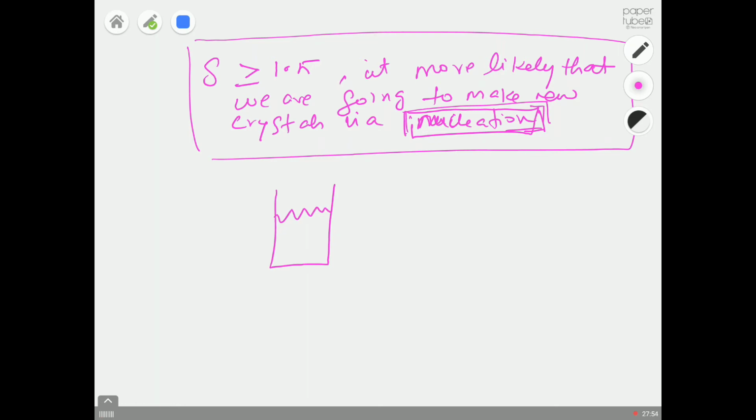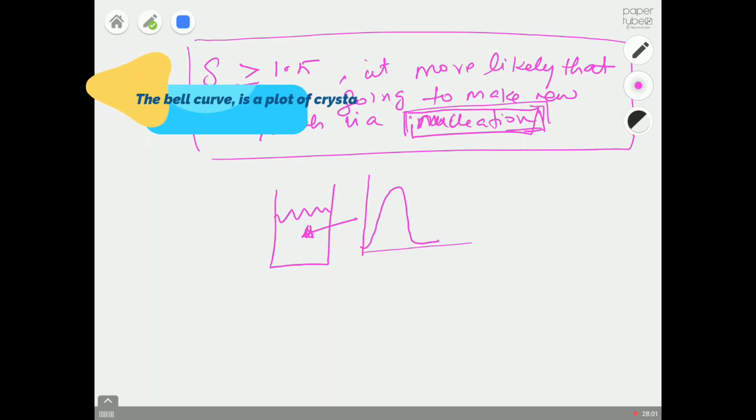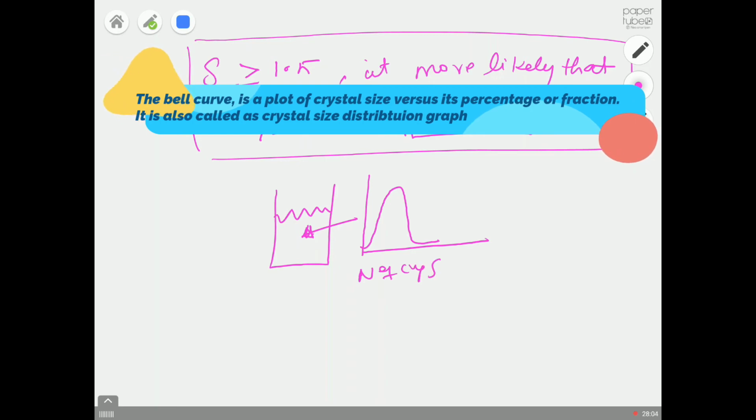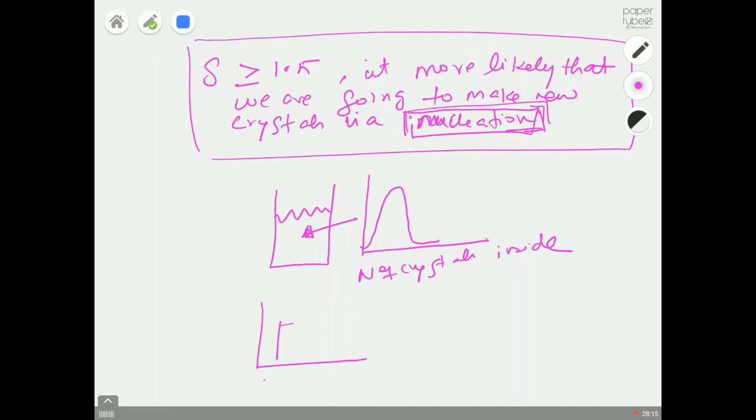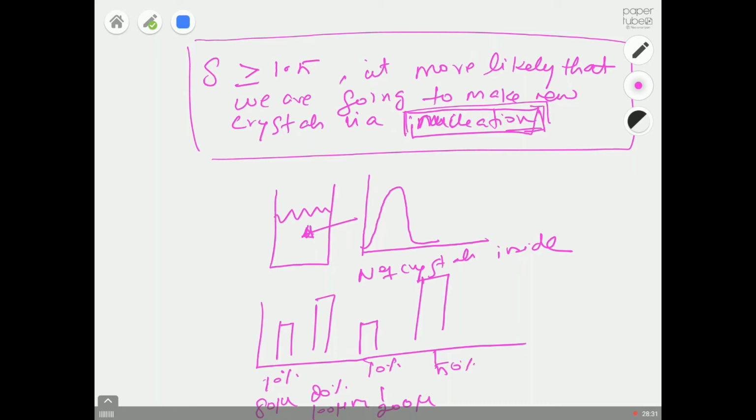For industry people, controlling means you have a crystallizer and you have to control the particle size, and they like to know the number of crystals inside. Imagine you crystallize something and you have 10 percent of crystals at 80 microns, 20% at 100 microns, 10% at 200 microns, 50% at 250 microns, and the remaining percentage at 300 microns. They don't like this.